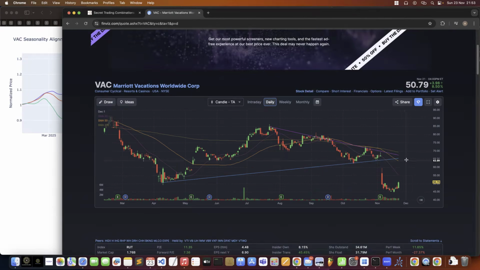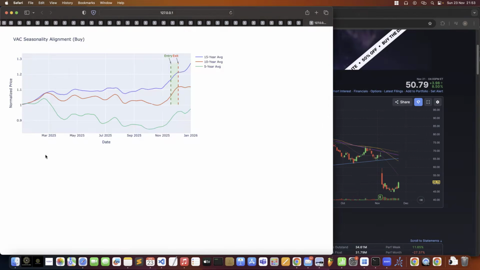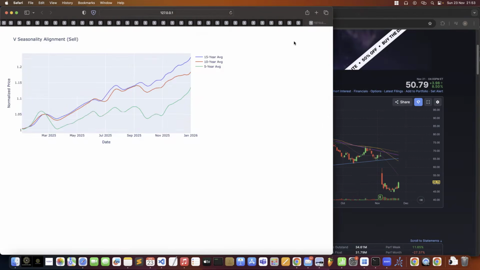So if you're buying a call, whichever way it goes with the premium and everything, you should be able to come out with a decent amount of profit on this. So VAC will be a good asset to look into. Let's look at another one.